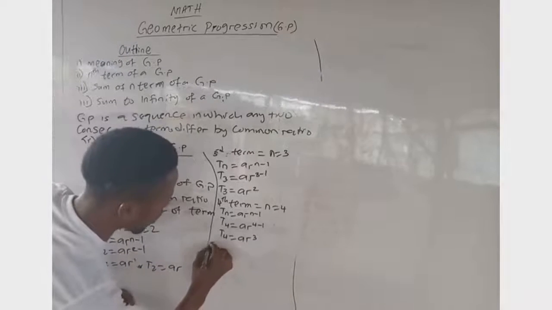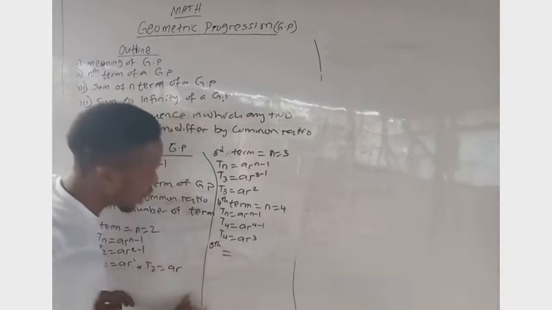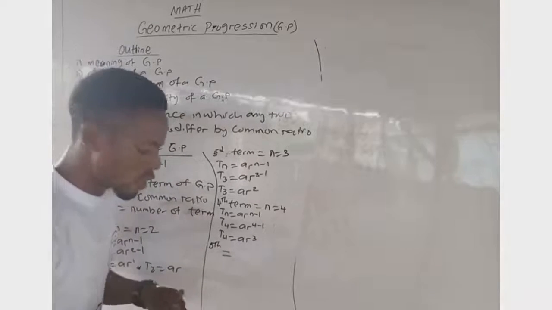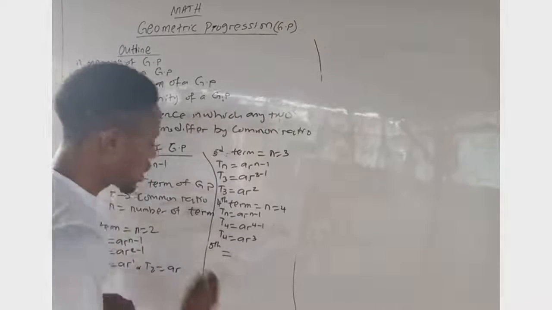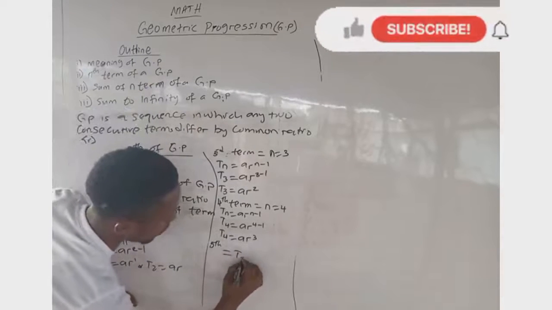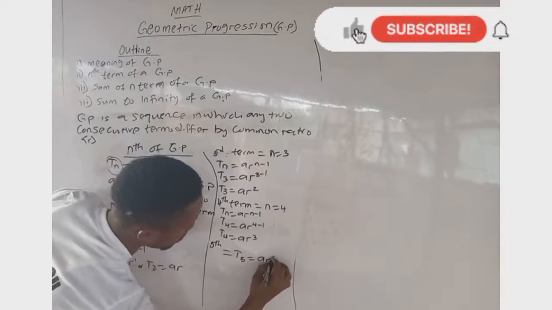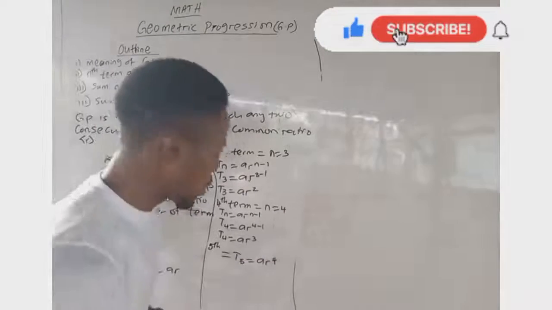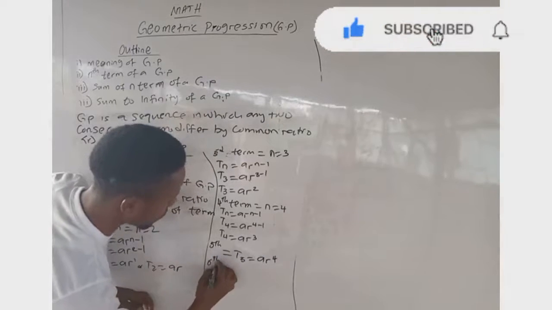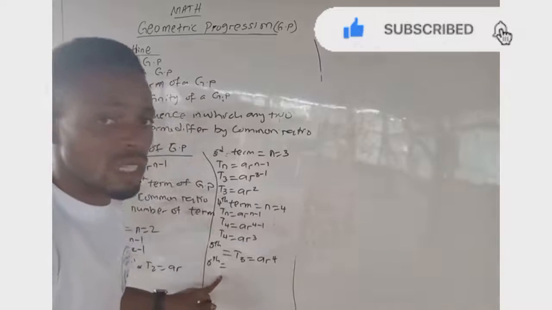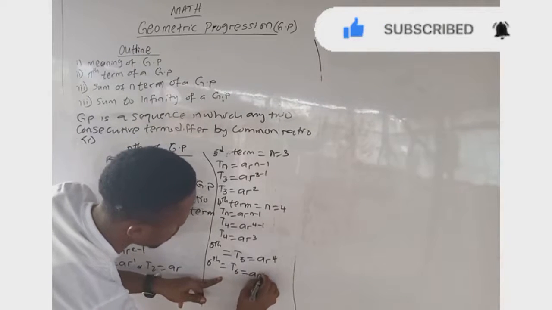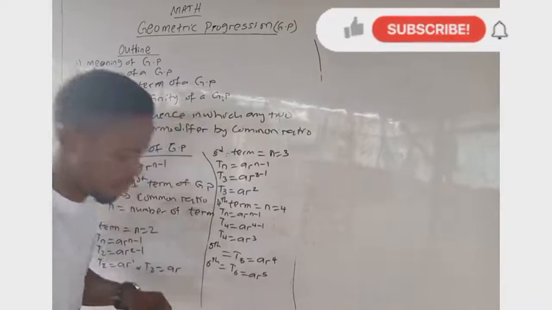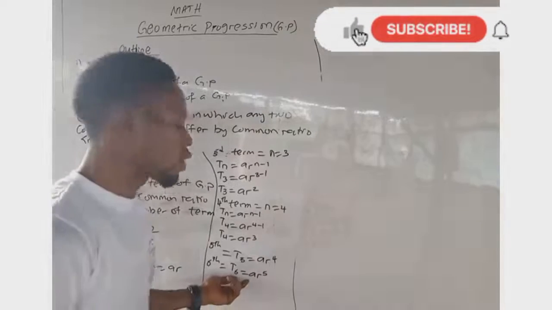The fifth term of GP is equal to, now you just subtract one from this 5, which gives us 4. So T5 is equal to a r to the power 4. So the same thing goes to the sixth. The sixth, you subtract one from 6, gives us 5. So therefore now, our T6 is equal to a r to the power 5. This is the formula to calculate the sixth term of GP.